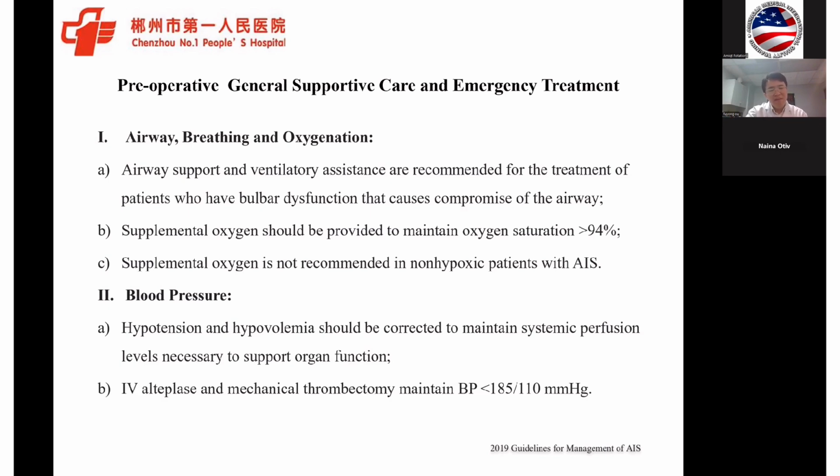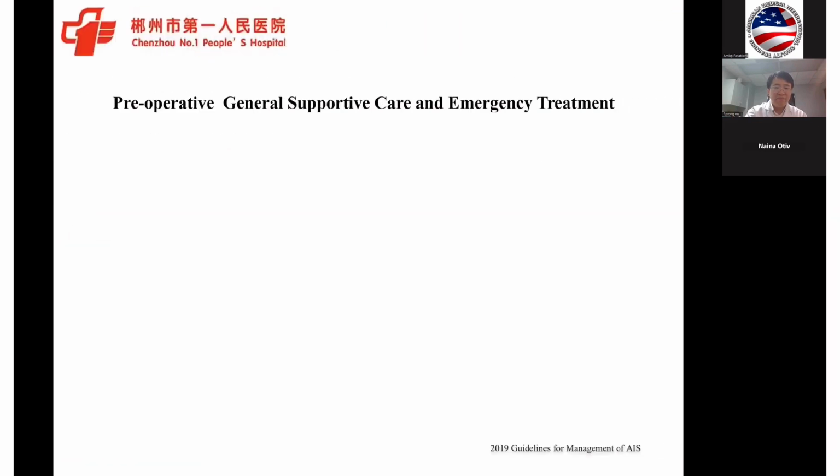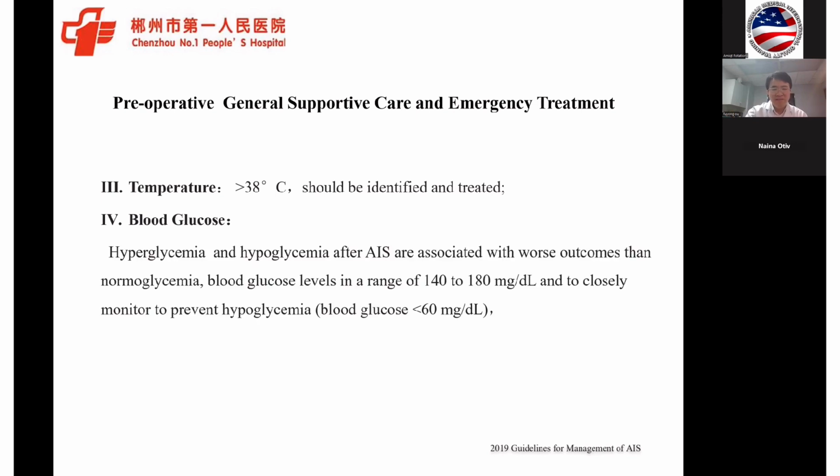For IV tPA and mechanical thrombectomy, maintain the blood pressure less than 185 and 110. Also, the temperature should not be higher than 38 Celsius. When it's higher than this, it should be identified and treated. And the blood glucose also should be tested. Hyperglycemia and hypoglycemia after AIS are associated with worse outcome than normal glycemia. So we need to test the blood glucose.